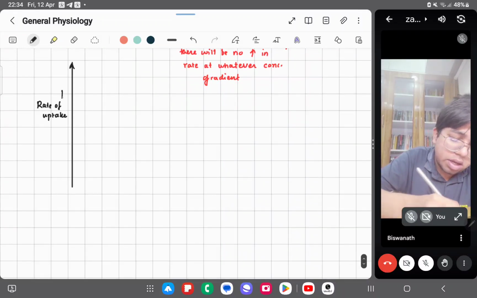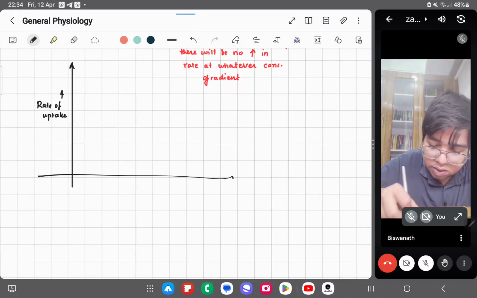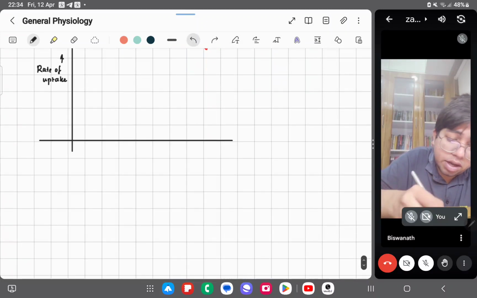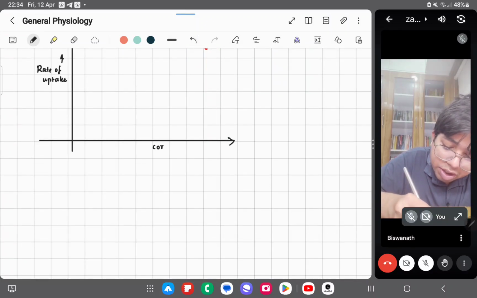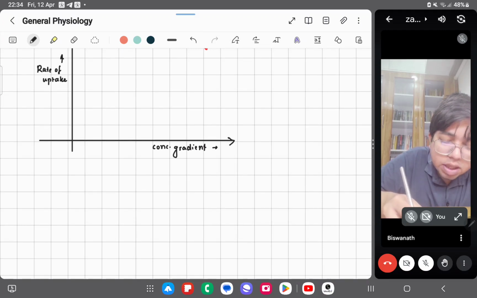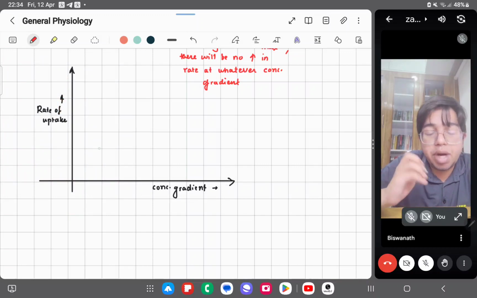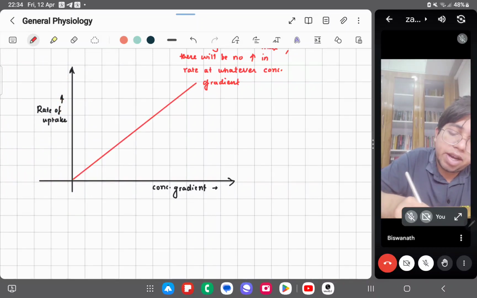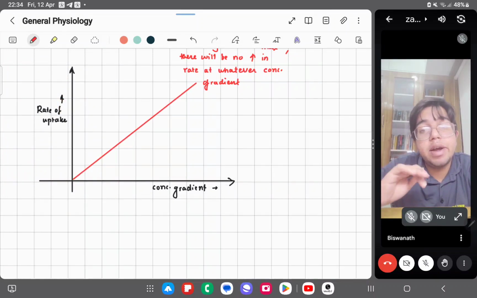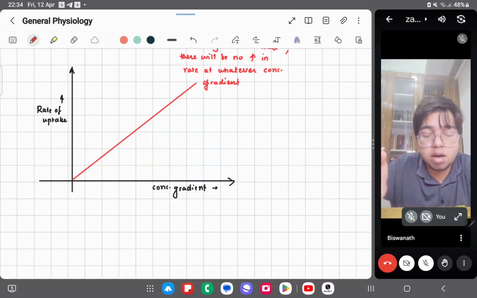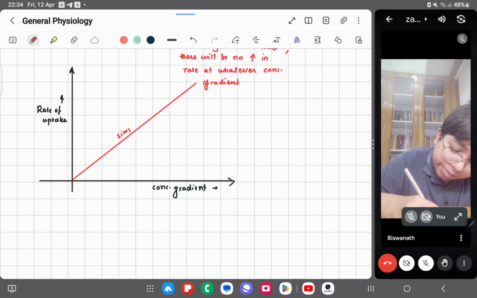On the y-axis, the rate of uptake, and here you take the concentration gradient on the x-axis. In case of simple diffusion, the rate of uptake will increase with the concentration gradient. Like a straight line curve, right? This is for simple diffusion.